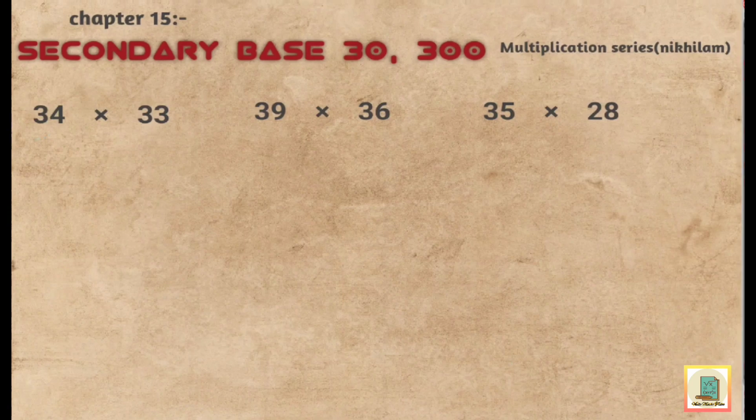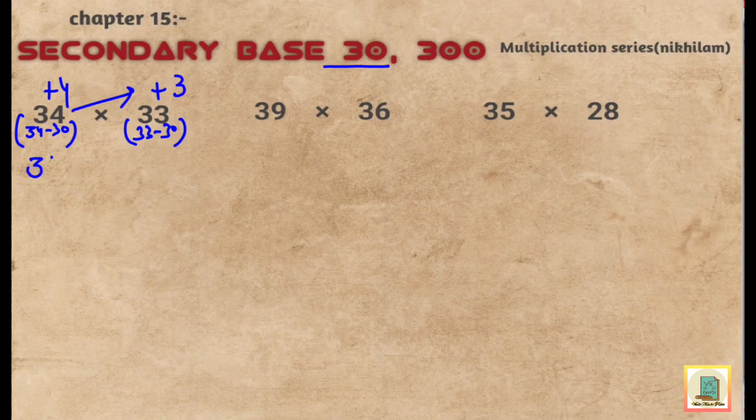So the first question is 34 multiplied by 33. Now here as we can see that both the numbers are near to base 30. So that is why we'll take the base as 30. So let's find out the deviation. So deviation will be 34 minus 30, which will be plus 4, and 33 minus 30, which will be plus 3.